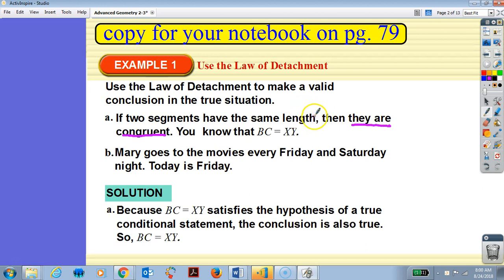For B, Mary goes to the movies every Friday and Saturday night. Today is Friday. So what's my if-then statement? My if-then, I guess, would be: if it is Friday or Saturday night, then Mary goes to the movies. So this one is a flip one, just because of the way that it's written. It doesn't have that word that tells you to flip it, but it's the only way to do it. Today is Friday. Does that satisfy your if? Yes. So what's my answer? The then. Mary goes to the movies.